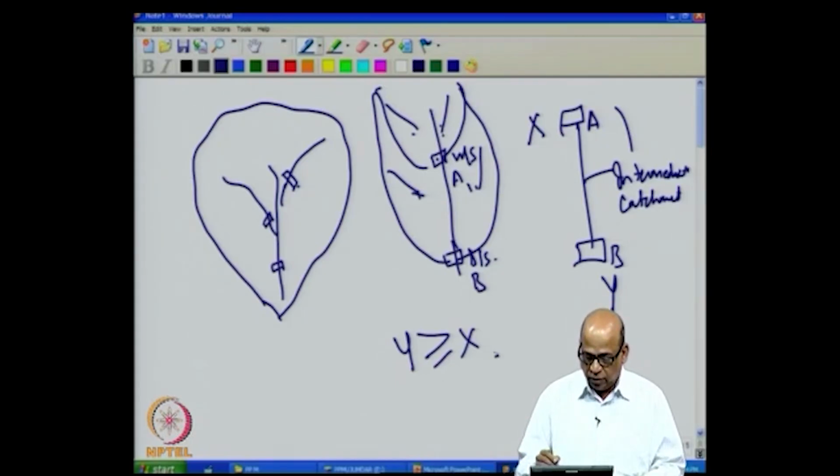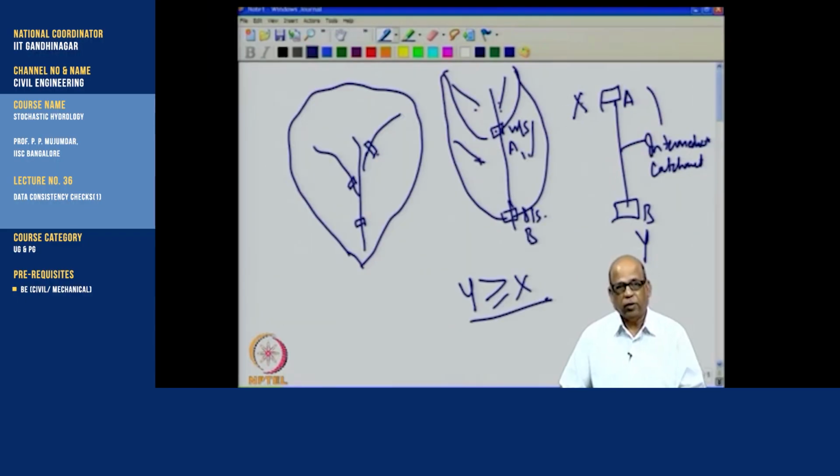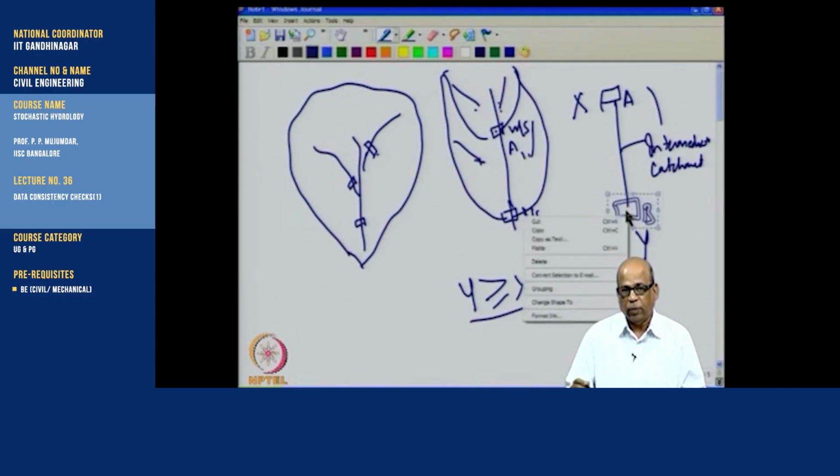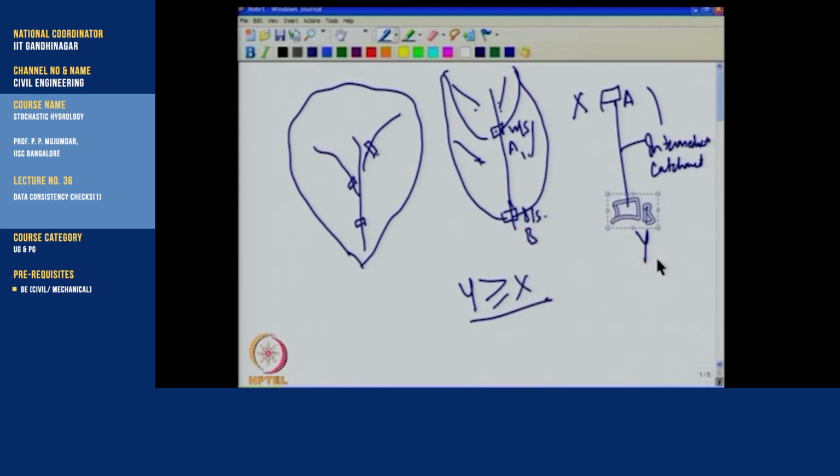Now, when I say y is greater than or equal to x, it is not that individual values you keep on checking. So, there must be ways of checking that y is in fact greater than or equal to x or not. So, this is what we do through data consistency checks. So, the first level of data consistency check that we do is to examine the flows at a particular location with respect to the flows at all the upstream locations.